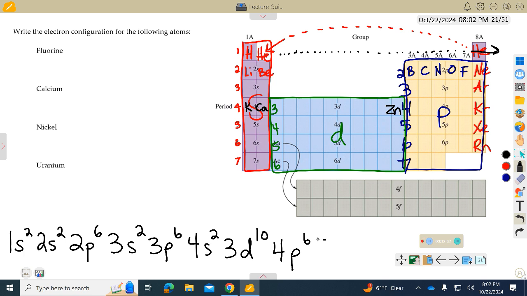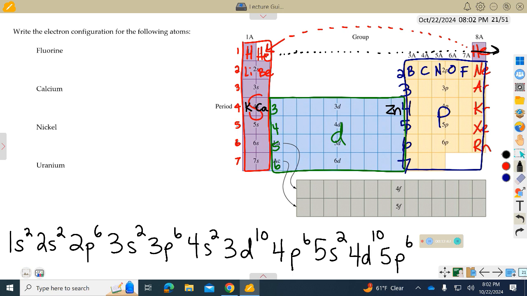Next, I would hit the 5s for 2. I'd be at the 4d for up to 10. And then I'd be at the 5p for 6. So it takes you about 30 seconds to mark up your periodic table. S block, P block, D block.